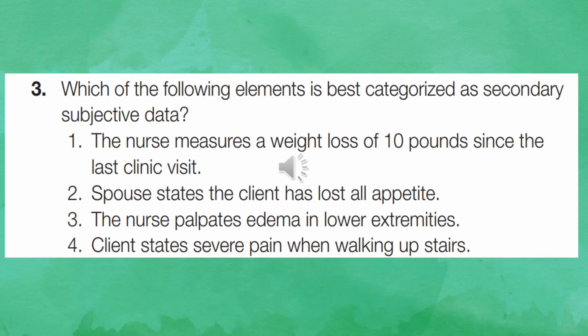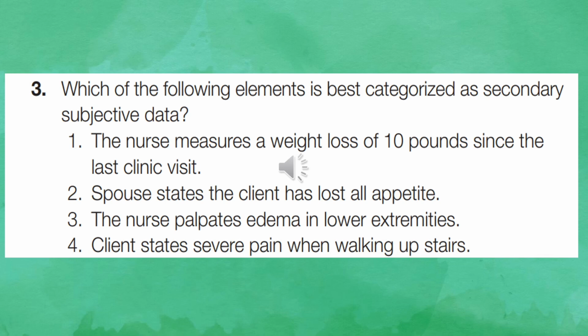Okay, the correct answer is 2. Okay? Remember, primary data come from the client. Okay? Whereas your secondary data come from any other source like your chart, family, di ba? And subjective data are covert or reported or an opinion. Okay? Whereas your objective data can be measured or validated. So that's your option 1.